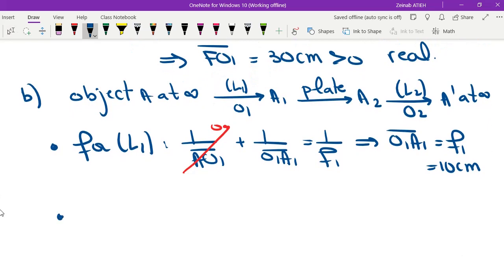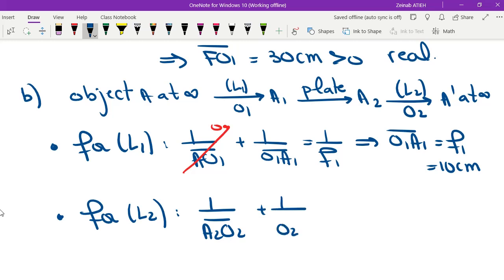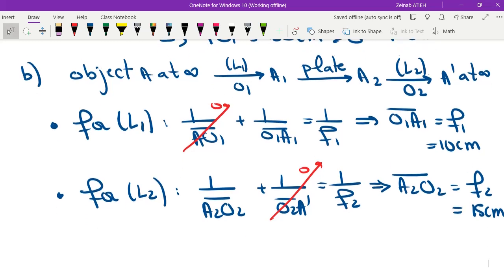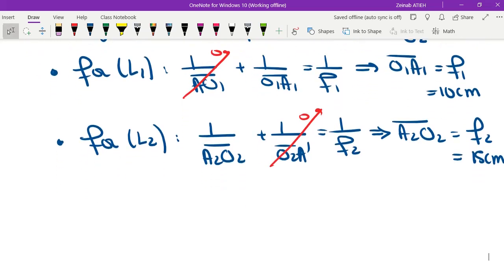Now let's do the same for L2. 1 over A2O2 plus 1 over O2A prime equals 1 over F2. We said A prime is at infinity, so this is 0, which implies A2O2 is equal to F2, which is equal to 15 centimeter. Now we have the position of A2.